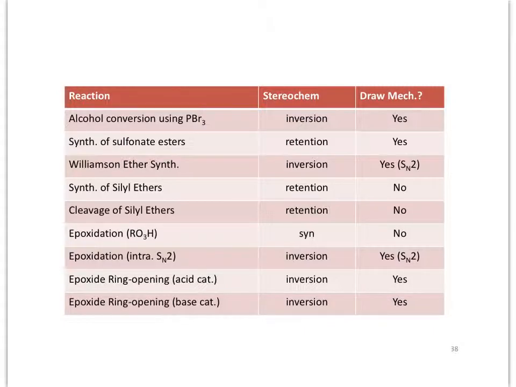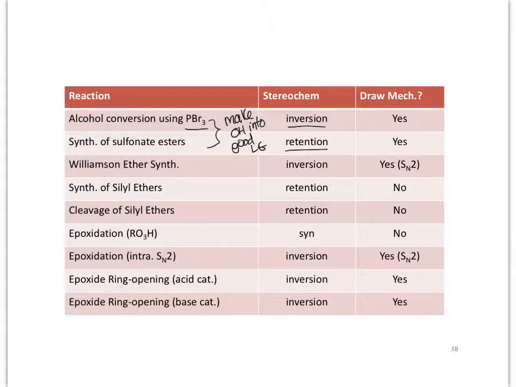In terms of reactions, we did the alcohol conversion using PBr3. Yes, you are responsible for that mechanism, so if you know the mechanism, you'll understand why the stereochem involves inversion. We then did the synthesis of sulfonate esters, which again was to make alcohols into good or super leaving groups. There was retention in terms of the bond to the oxygen. And yes, you are responsible for the mechanism, so you'll know why there's retention by looking at the mechanism.